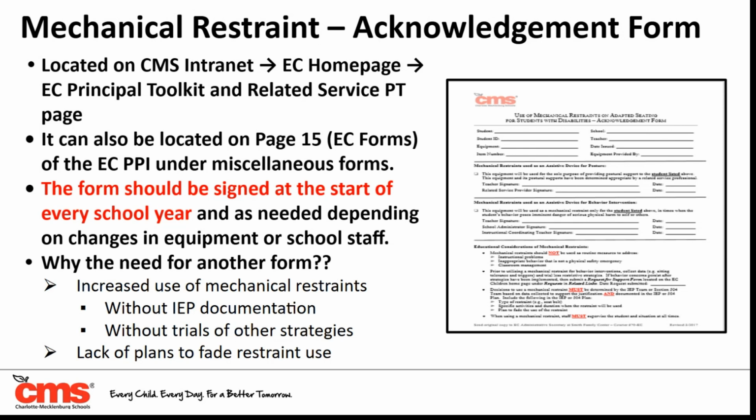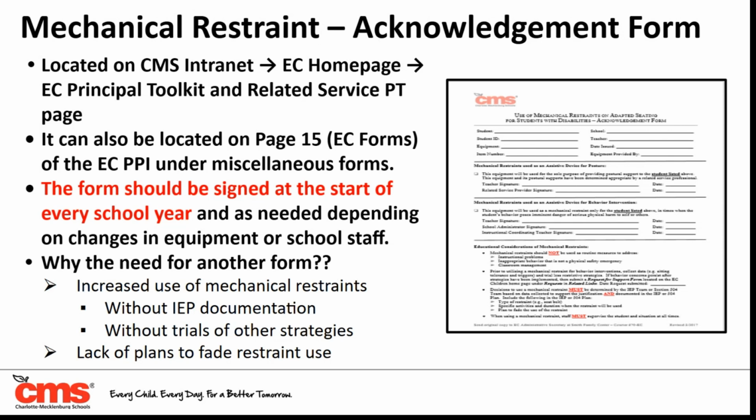So if a student is determined to need the mechanical restraint, let's say in April, you're going to get this form signed, and then you're also going to get it signed next school year. It needs to be renewed every school year and considered every school year, as needed depending on the change in equipment or school staff. So it's very important that if there is a change in equipment, this is updated as well.